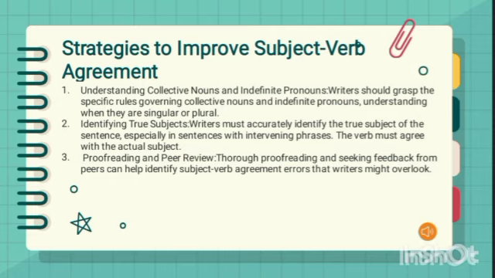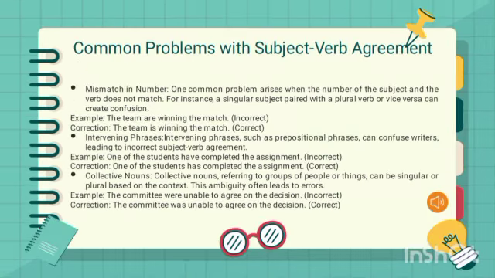3. Providing and seeking peer review. Providing and seeking feedback from peers can help identify subject-verb agreement errors that writers may overlook. Common problems with subject-verb agreement.